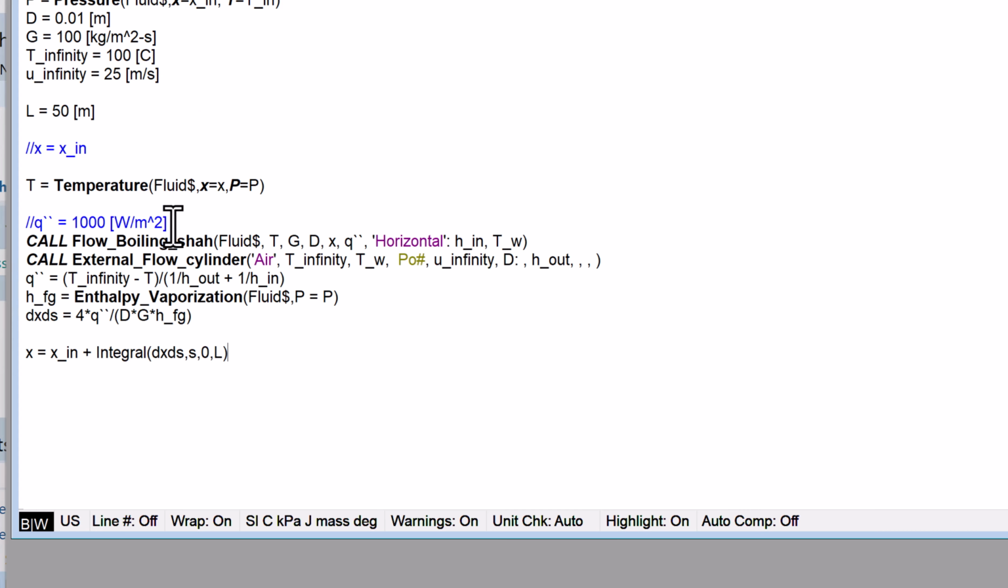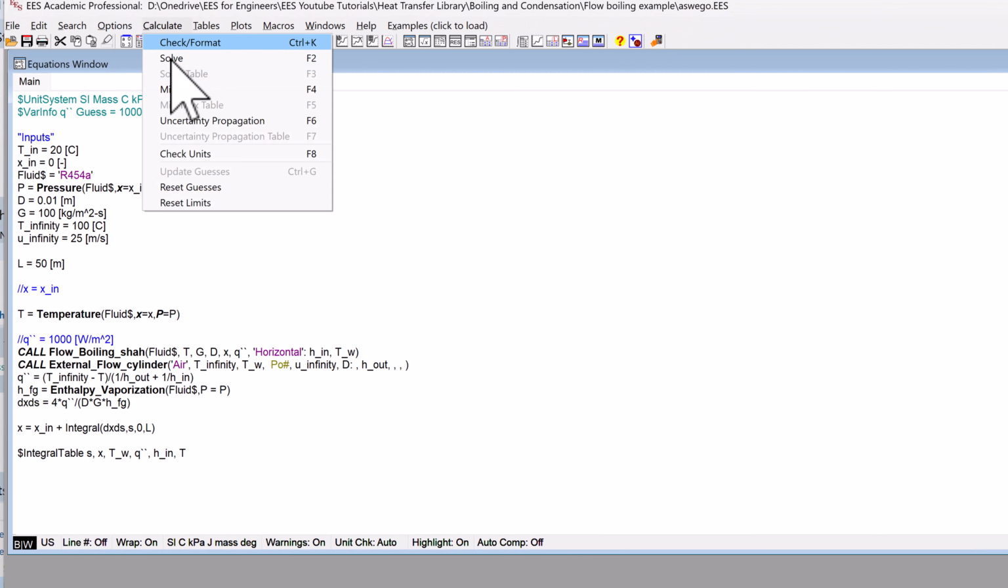because a lot of the code here is going to break down once we get out of the two-phase region, but let's put that in there. And then we'll do dollar integral table. So the integration variable is s, and we want to keep track of some things like the quality, maybe the wall temperature, maybe the heat flux. What else? Maybe the heat transfer coefficient on the inside of the tube is kind of interesting, and then certainly the fluid temperature. So if I run now, let's see, calculate, solve.